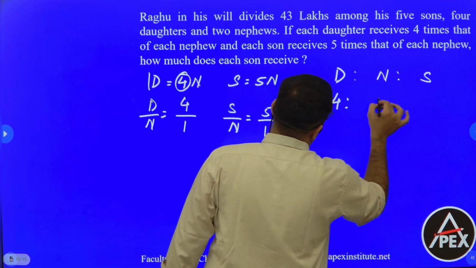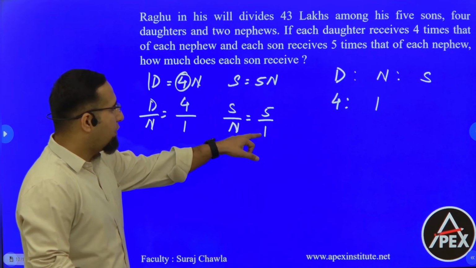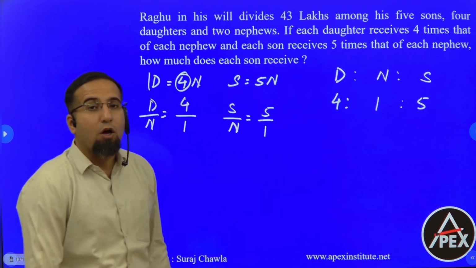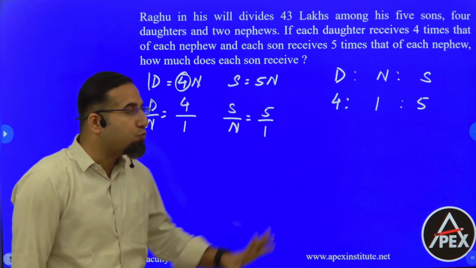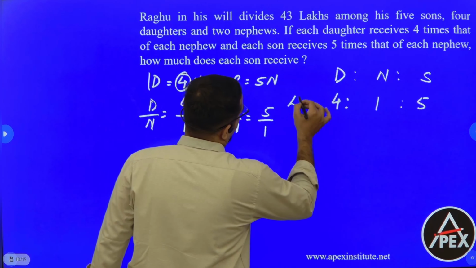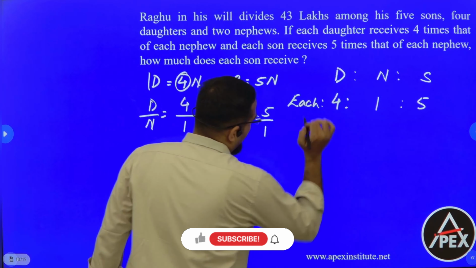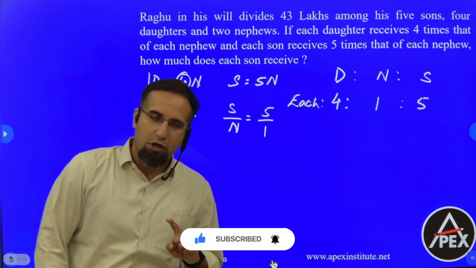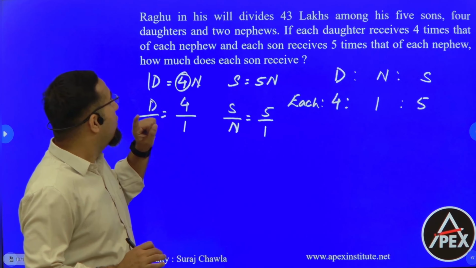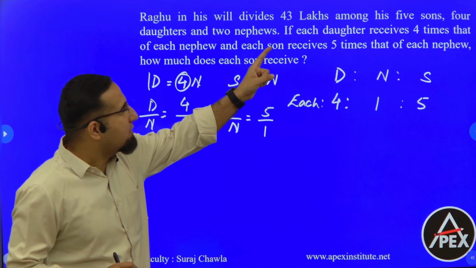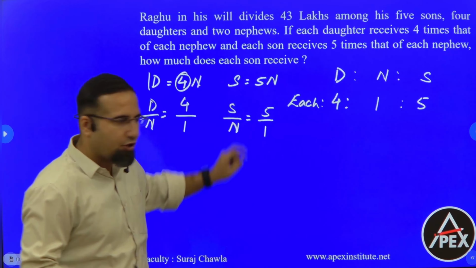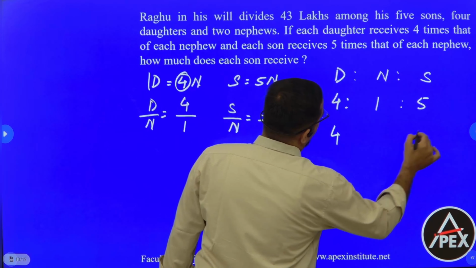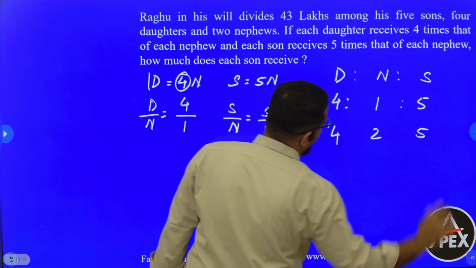So, for 4 parts of daughter, nephew is 1 part. For 1 part of nephew, the son is how many parts? 5 parts. Now this is the share of each one of them. Okay. But was there one daughter, one nephew and one son? No. The question has told us there were 4 daughters, 5 sons and 2 nephews. So let me write it here. So the number of daughters is 4, number of sons is 5, number of nephews is 2.